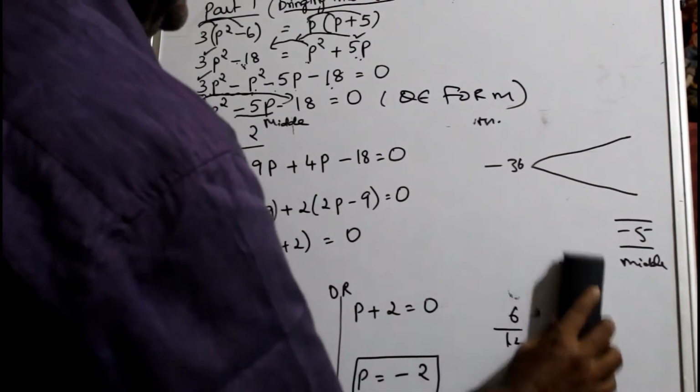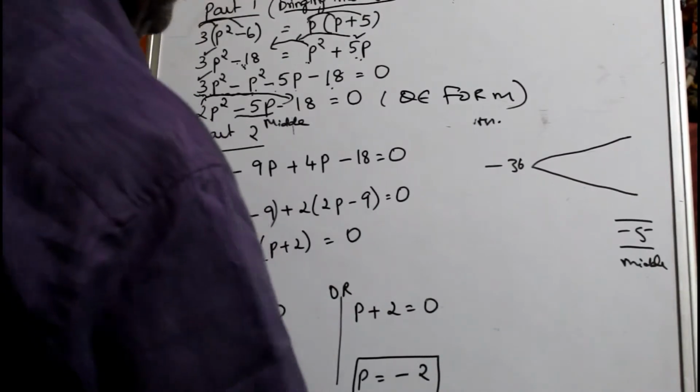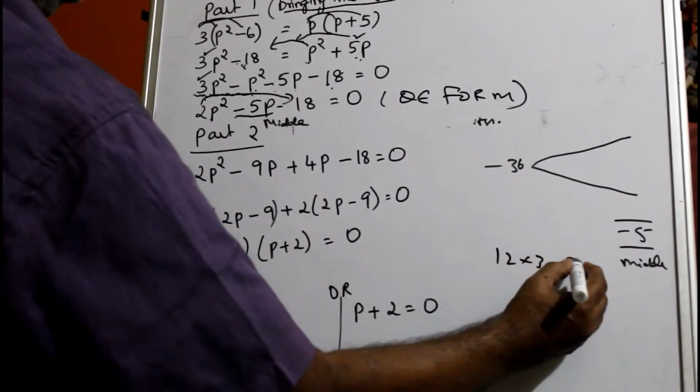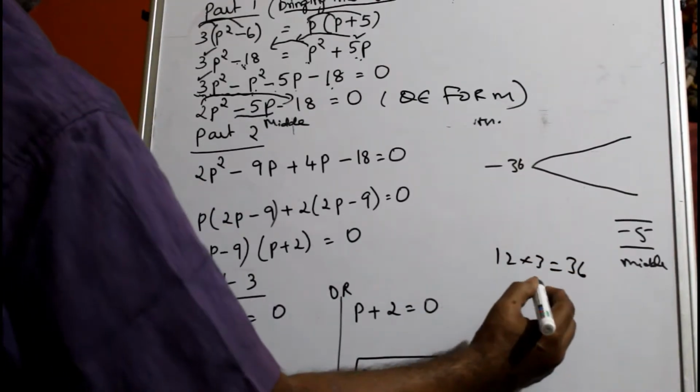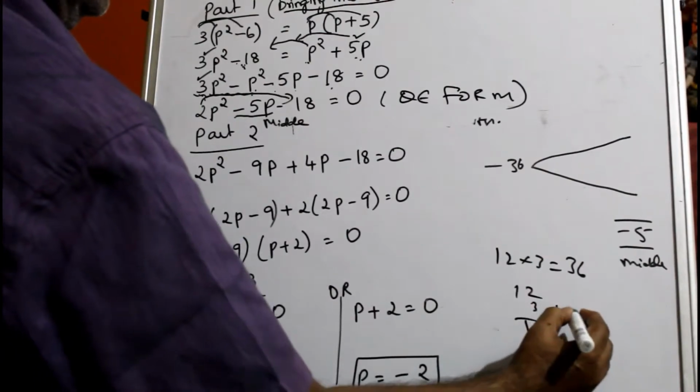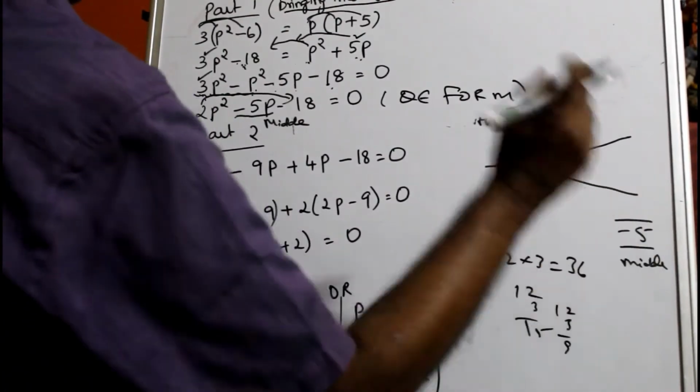Okay. Next you can try. Like that you can find. It will come by practice fast. 12 3s are 36. Now look here, don't take the sign, you hide this. 12 plus 3 is 15, and 12 minus 3 is 9. Both are not tallying here.